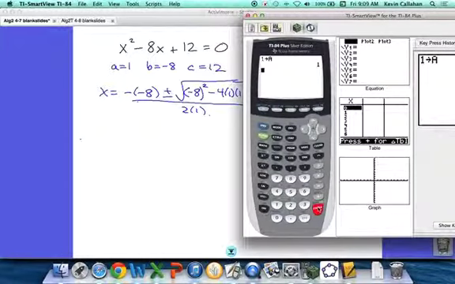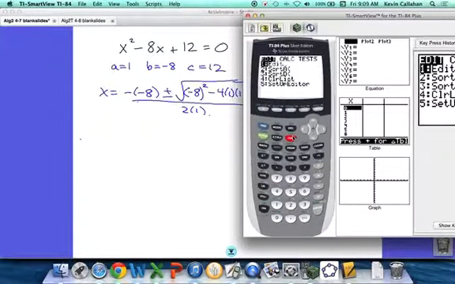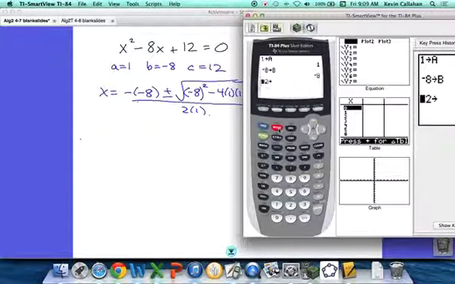Okay, now store B equals -8 and C equals 12 in the same way. So -8, store, alpha B, enter. 12, store, alpha C. That didn't work. Store, clear. 12, store, alpha, C. There we go.